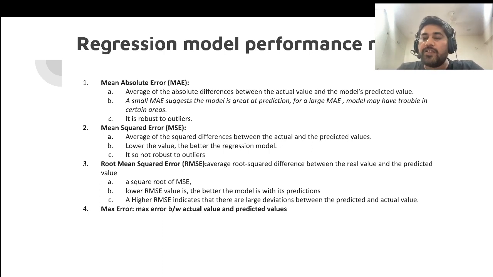Next, we have mean square error. It is the average of squared differences between the actual and the predicted values. Similarly, the lower the value, the better the regression model. It is not robust to outliers.